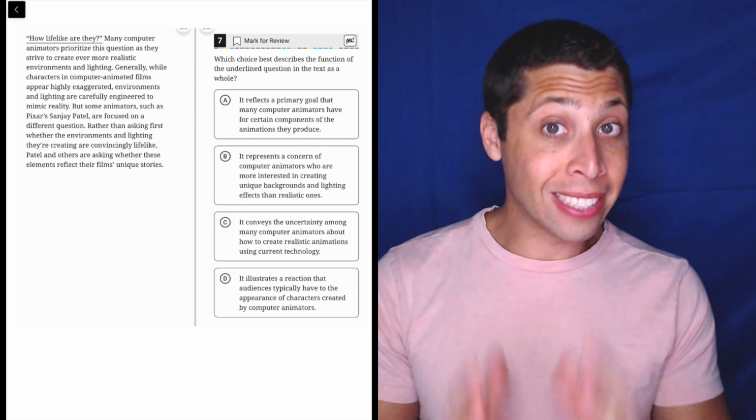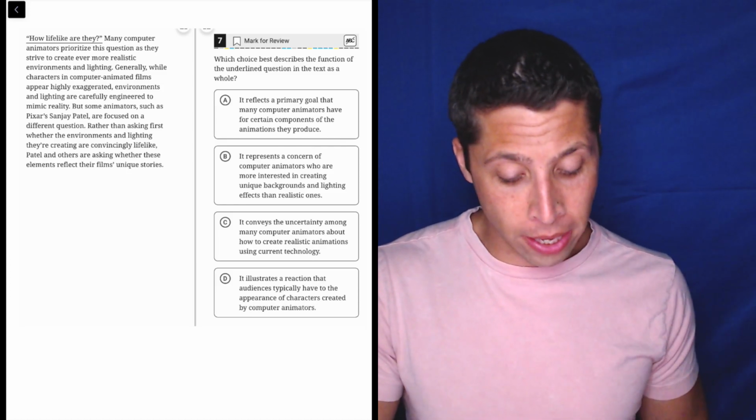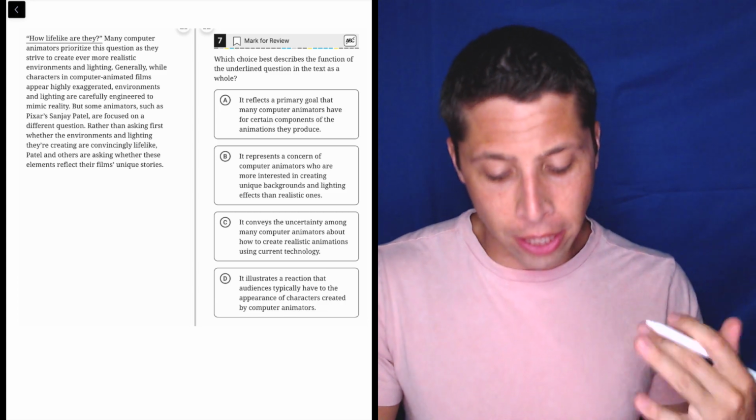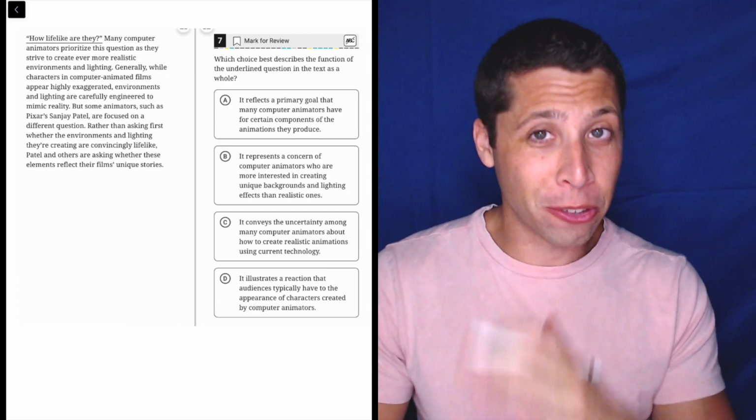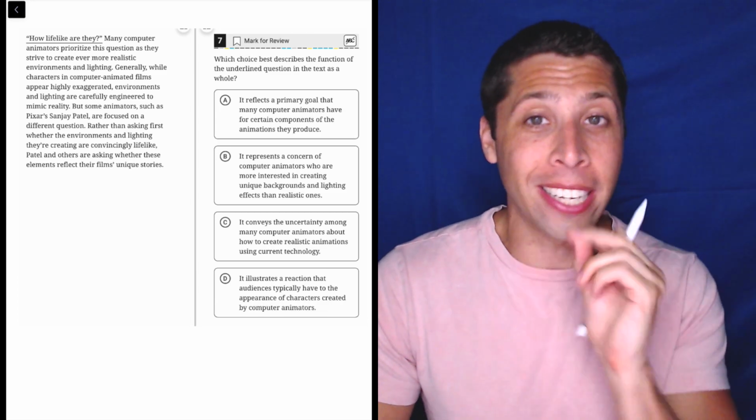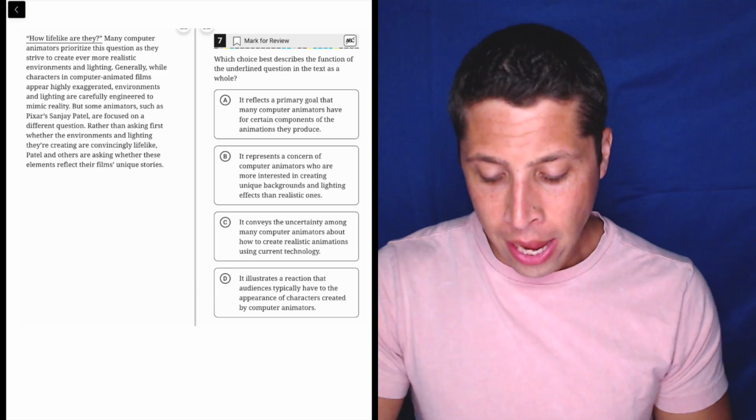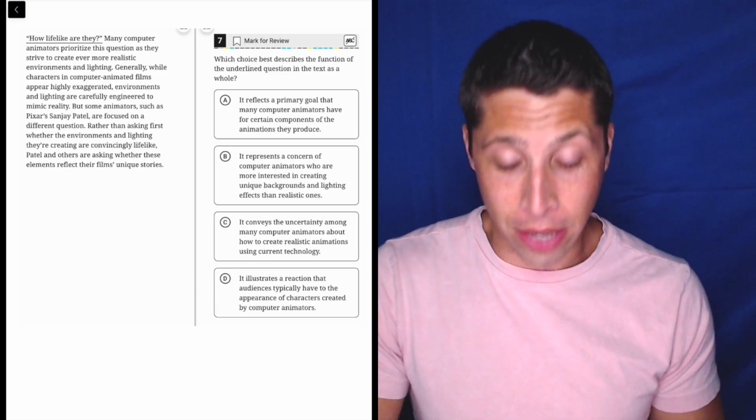This question is a specific task, so make sure you're paying attention to it. Which choice best describes the function of the underlined question in the text as a whole? We have to make sure we're not just summarizing what we're reading. It's specifically about that one underlined part. How lifelike are they? I don't know yet, but let's see.